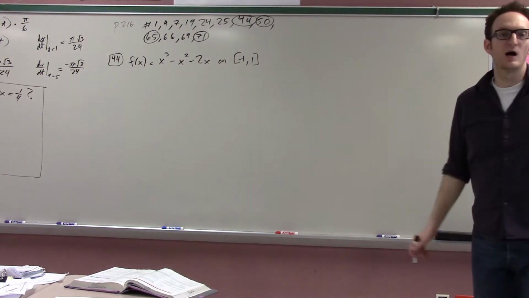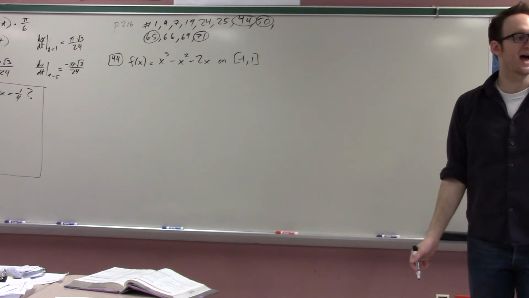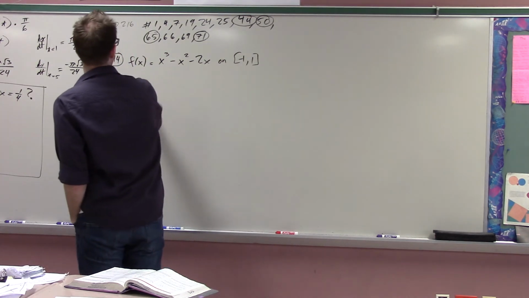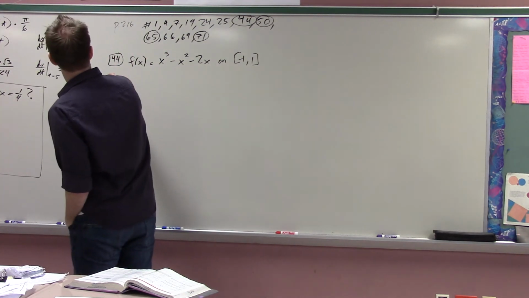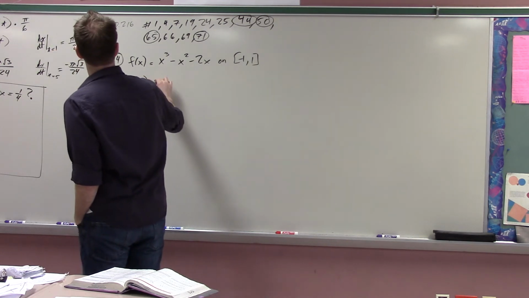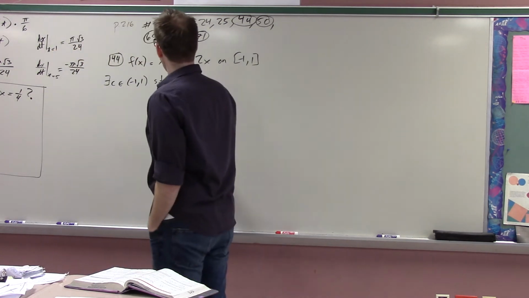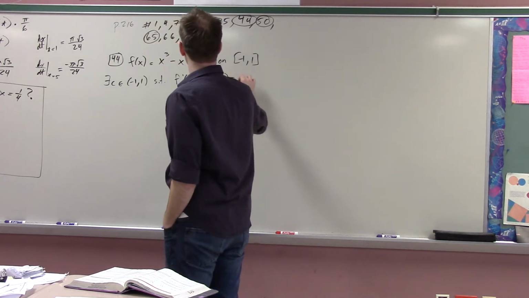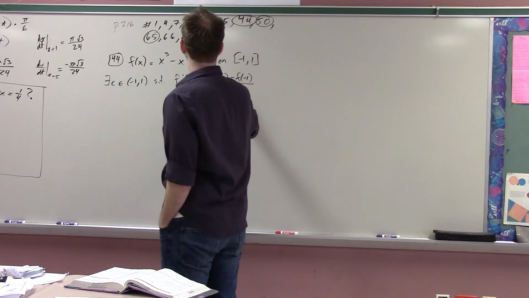Okay, so is the mean value theorem applicable? Yeah, of course, because it is a polynomial. Polynomials are continuous and differentiable everywhere. So what does the mean value theorem say? The mean value theorem says that there exists a c on the interval -1, 1 such that the derivative at c is equal to f of 1 minus f of -1 over 1 minus -1.